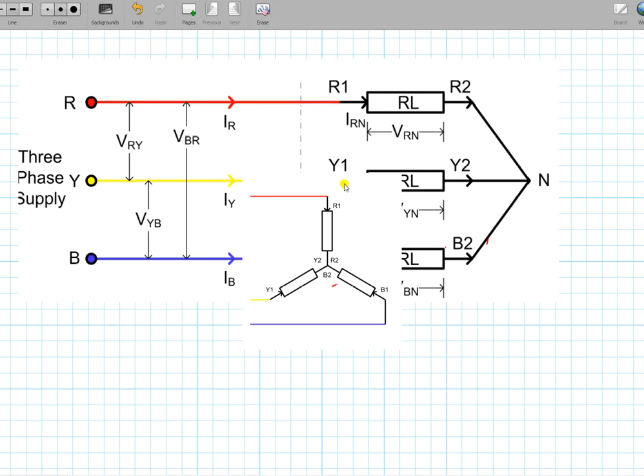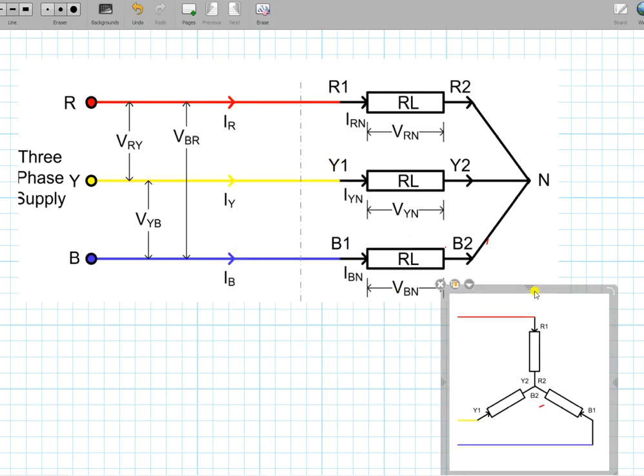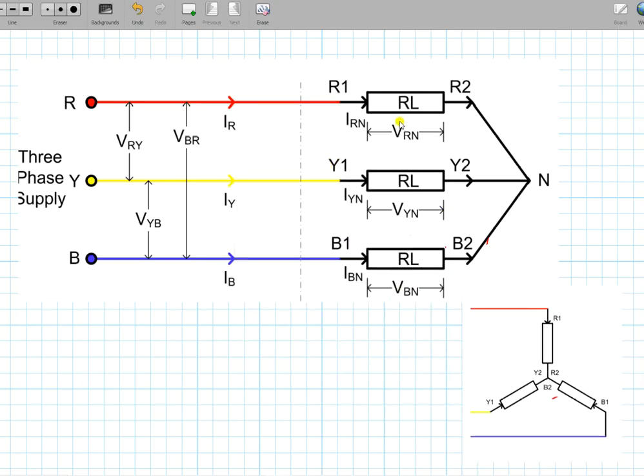I will copy it onto the current page. If you see how these loads are connected, R1R2, similarly Y1Y2 and B1B2, the terminals R2, Y2 and B2 are connected together. Look, this is looking like a star. Hence this type of connection is called the star connection.